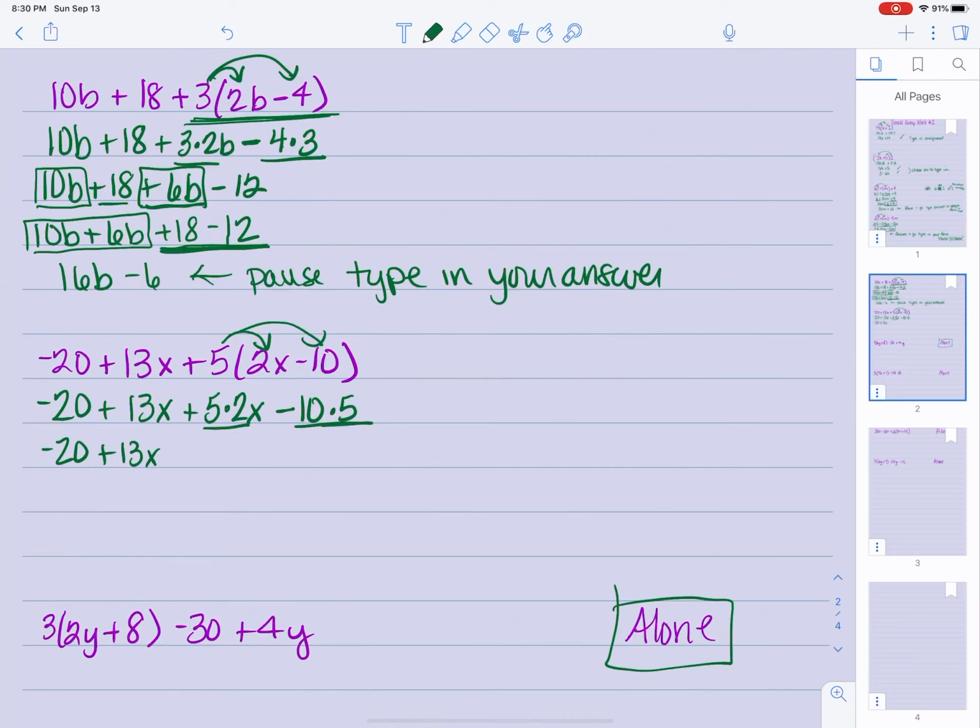Because of my order of operations, I need to do 5 times 2x, I have 10x. 10 times 5 is 50. Bring down the negative. Okay. We're going to combine like terms next. So push pause, then solve, return, and see if you're right.